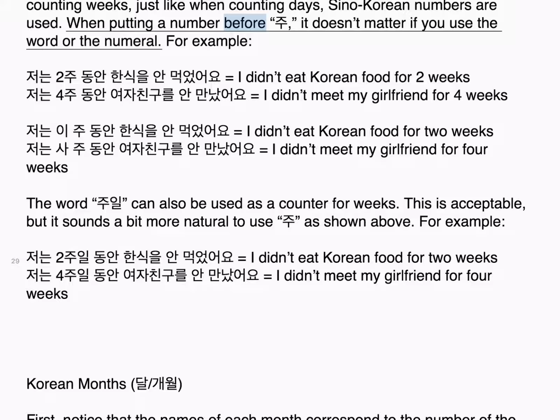When putting a number before 주, it doesn't matter if you use the word or the numeral. For example, 저는 2주 동안 한식을 안 먹었어요. I didn't eat Korean food for 2 weeks. 저는 4주 동안 여자친구를 안 만났어요. I didn't meet my girlfriend for 4 weeks.